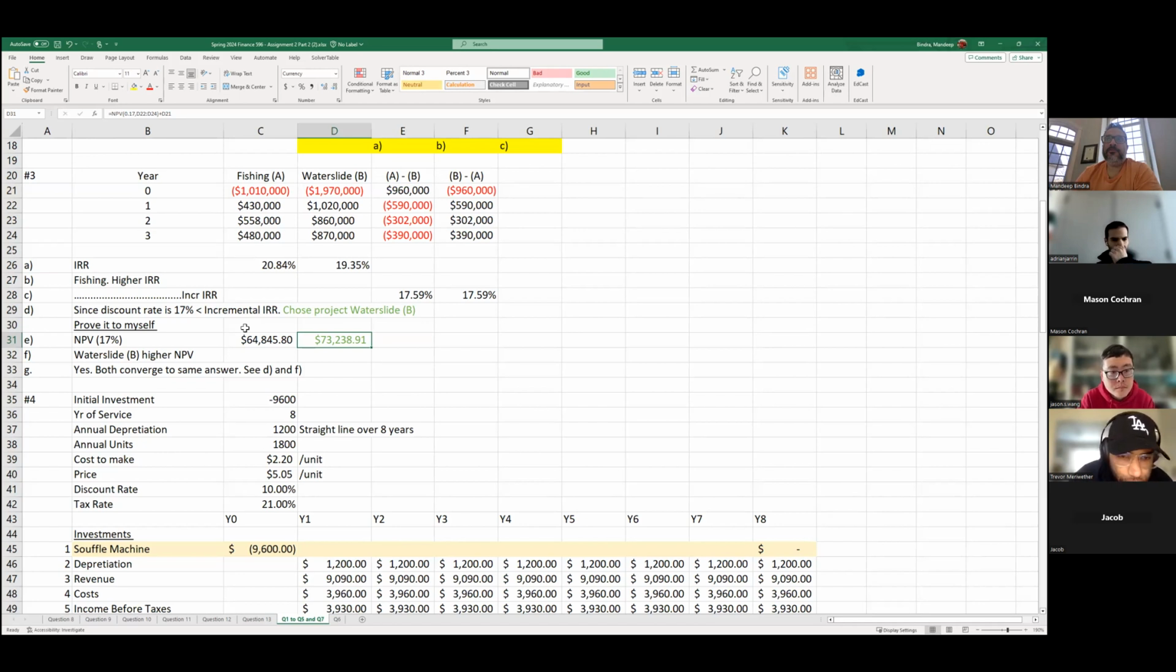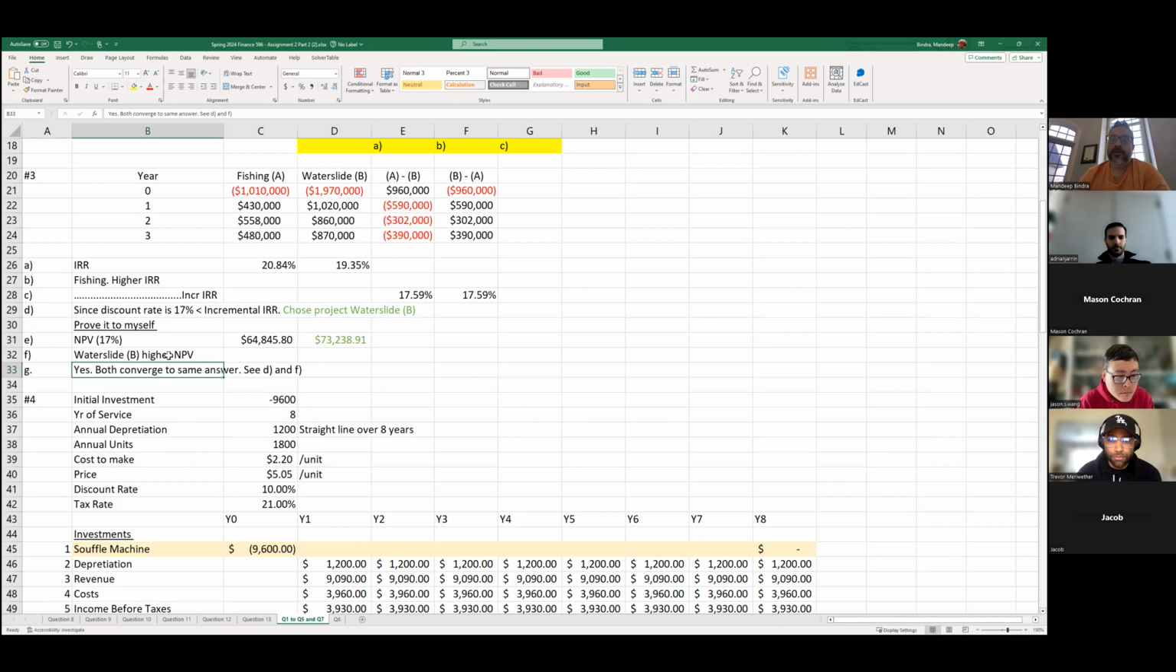And also, let me look at your screen real quick. That 17%, yeah, 17.59 is the difference. You have all the right numbers. Let me look at E. Yeah, you're looking good there. Yeah, you're good. And G is basically almost like a proof. Yeah, they both converge. Why does it do that? Well, because that's the way it's supposed to work, and now we've proved it mathematically.